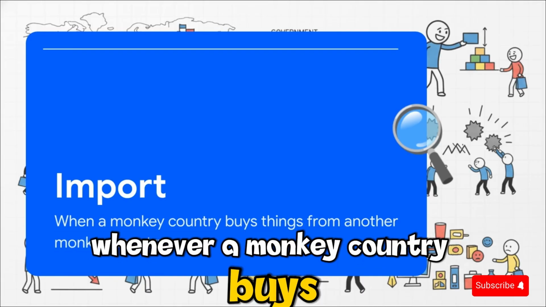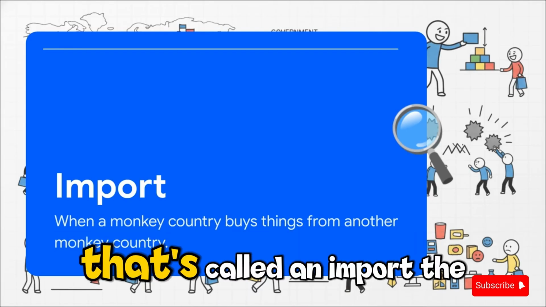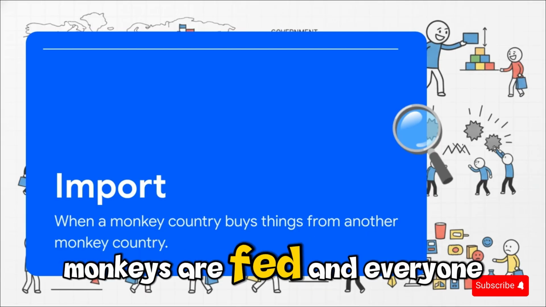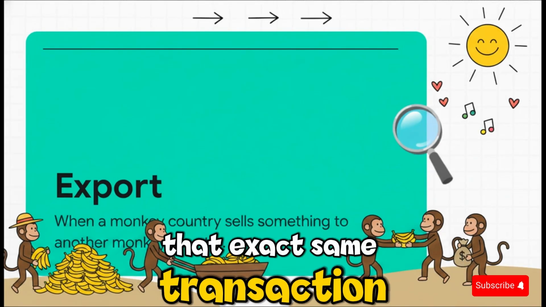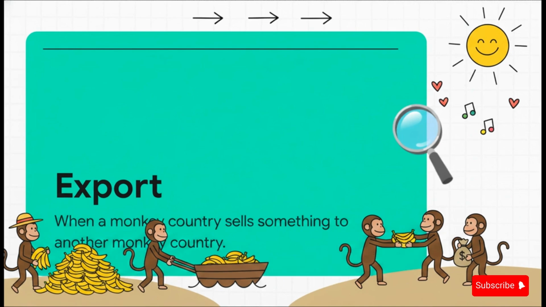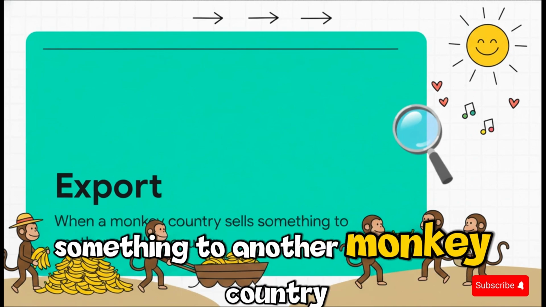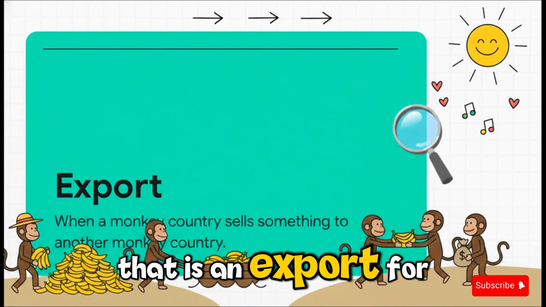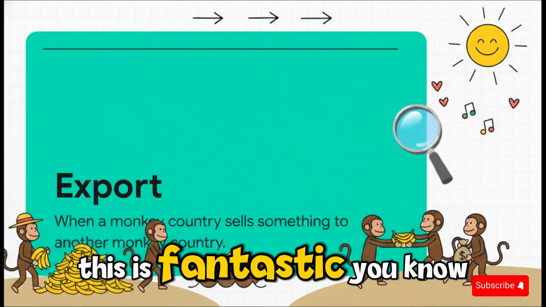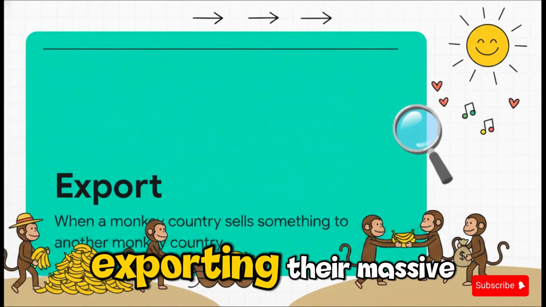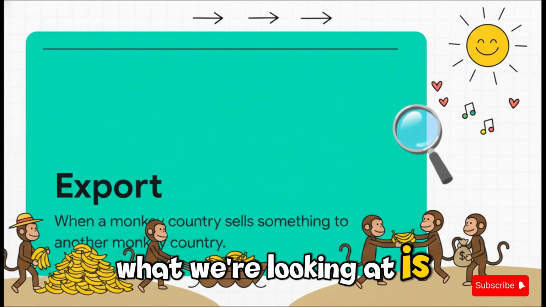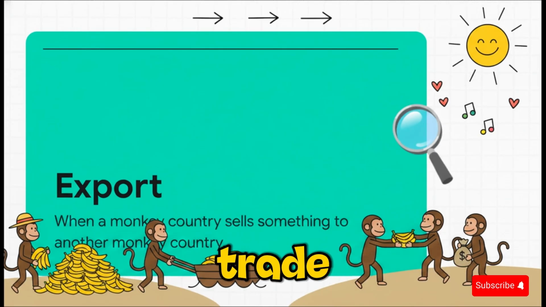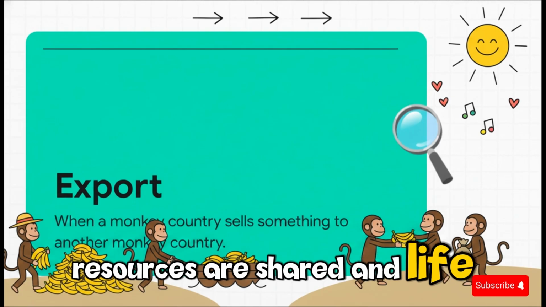Whenever a monkey country buys something from another monkey country, that's called an import. The monkeys are fed, and everyone is happy. On the flip side of that exact same transaction, we have the export. When a monkey country sells something to another monkey country, that is an export. For Bananaland, this is fantastic. They make their money by exporting their massive overflowing banana supply. So at this stage, what we're looking at is the absolute harmony of free trade. Everyone gets exactly what they need, resources are shared, and life is good.